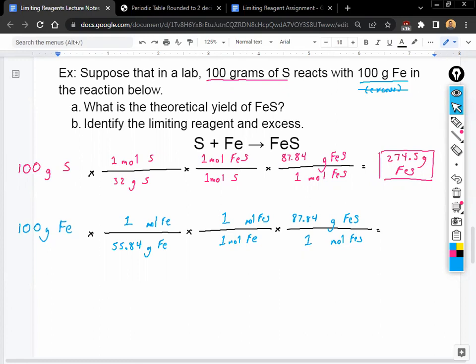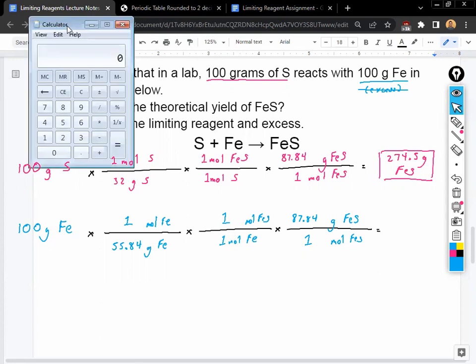So again, nothing really new going on here. Let's start with 100 divided by 55.84 times 87.84. That'll give us a final answer of 157.307. I'll round that up. As long as you got something close to that, that's totally fine.